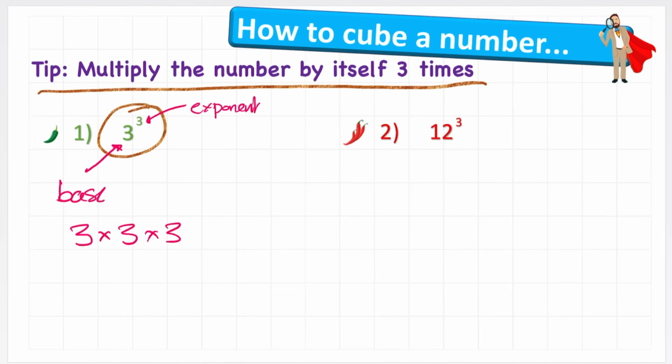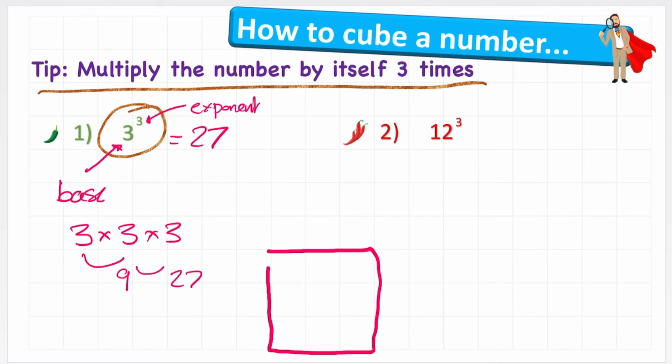And with a small number like this, we can work this out reasonably quickly. We can do 3 times 3, which is 9, and then 9 times 3 is 27. So that's pretty straightforward. 3 cubed equals 27. But I want to take the time to show you why it's 3 cubed and why it's 27 and what it all actually means.